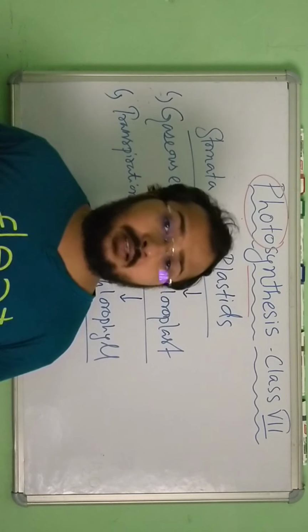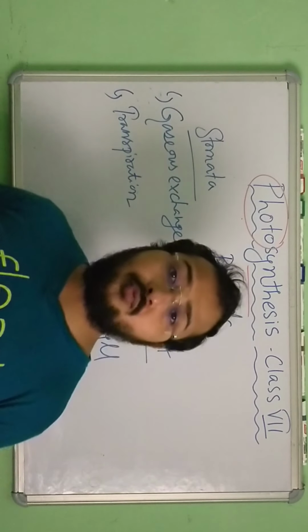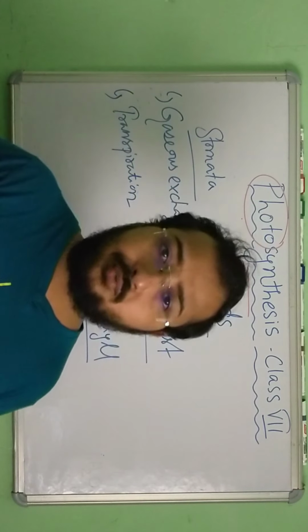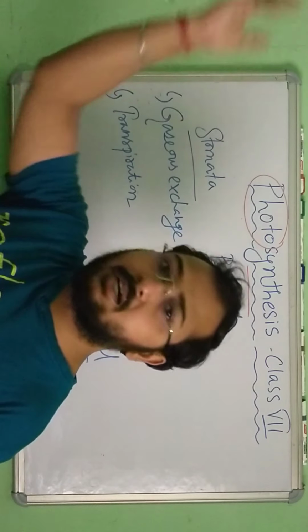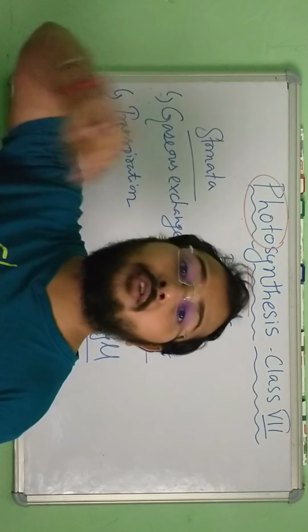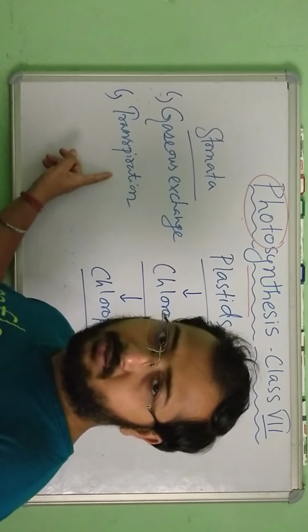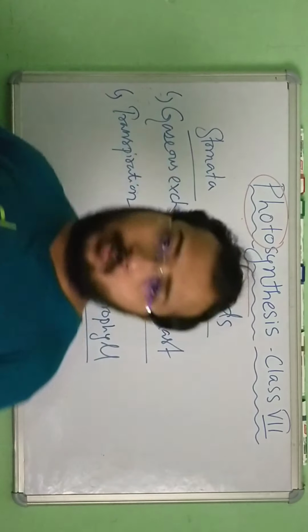This excess water is not required by the plant. That is released out in the form of water vapor. Because when the water is there in that cell, it is in the water molecule form, water droplets. But then it is released out in the atmosphere in the form of water vapor. That is the transpiration. Understood? So these are the two functions that take place through the stomata.